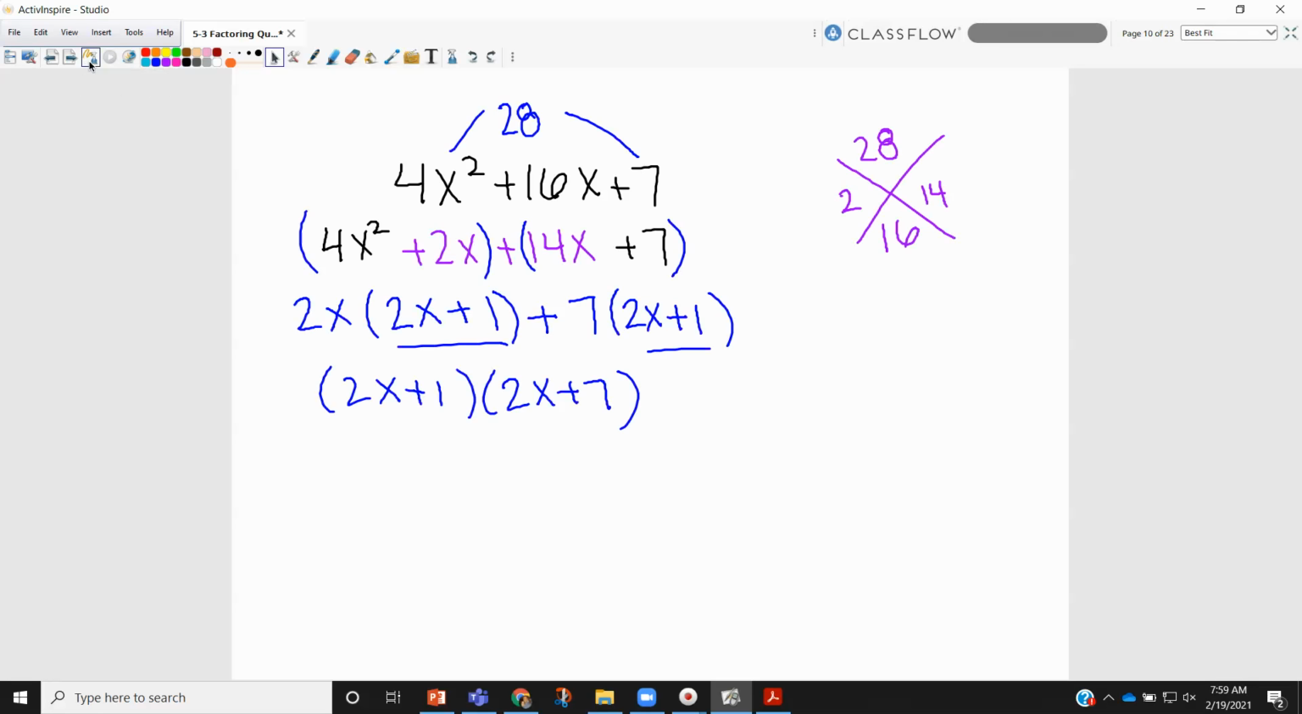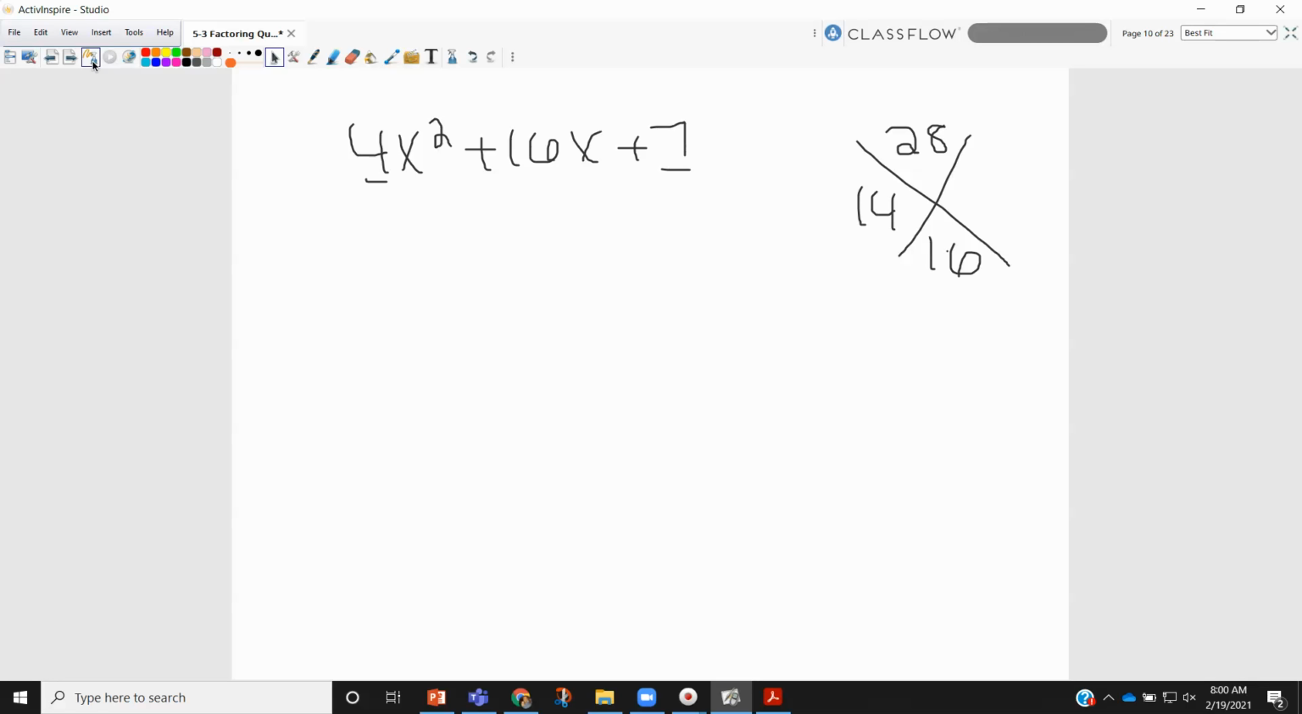Okay, and then we have 4x squared plus 16x plus 7. So again, you're going to multiply the first and the last. And you want to find factors of 28 that sum to 16. So you need two numbers that multiply to 28 and add to 16. So that's 14 and 2. You're going to replace 16 with 14 and 2.